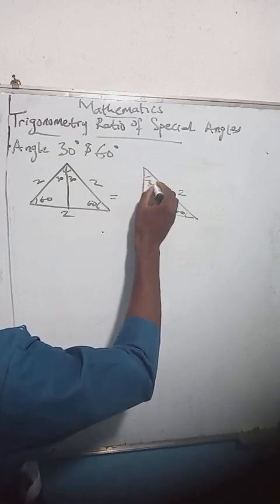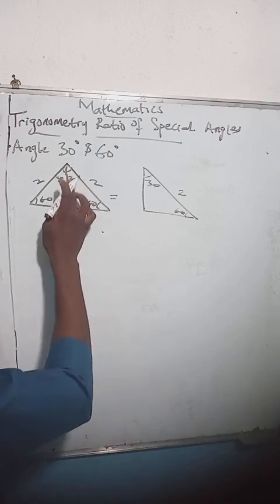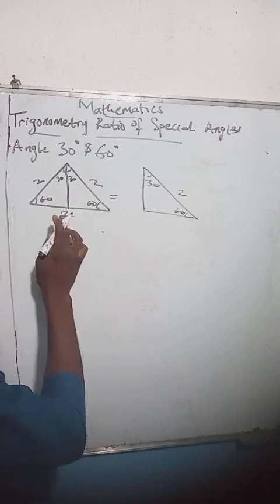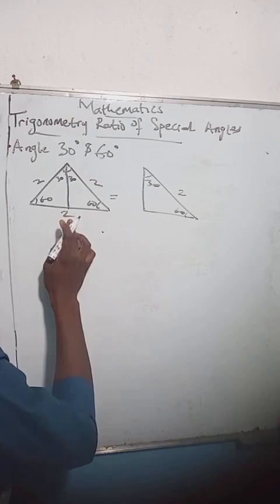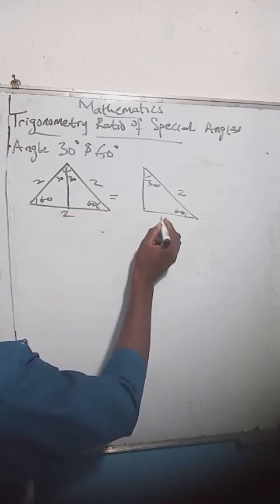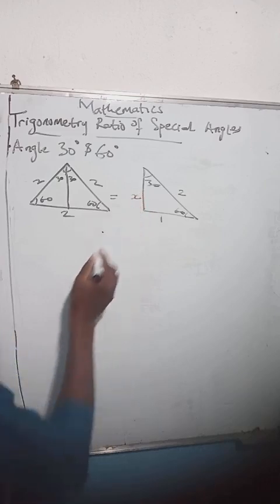This is 30. Then, for us to get this, remember we bisected this angle 60, giving way to division of the side into 2. Thus, 2 divided by 2 gives us 1 per each portion. Thus, this portion will be 1. For this is unknown, so we need to get that.